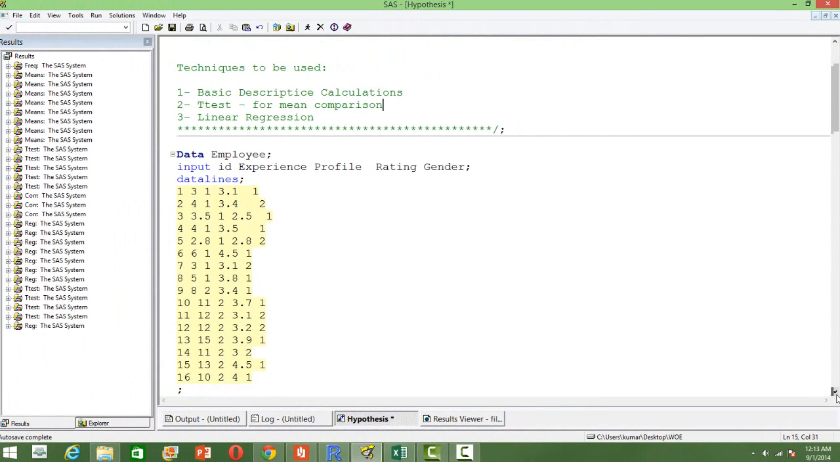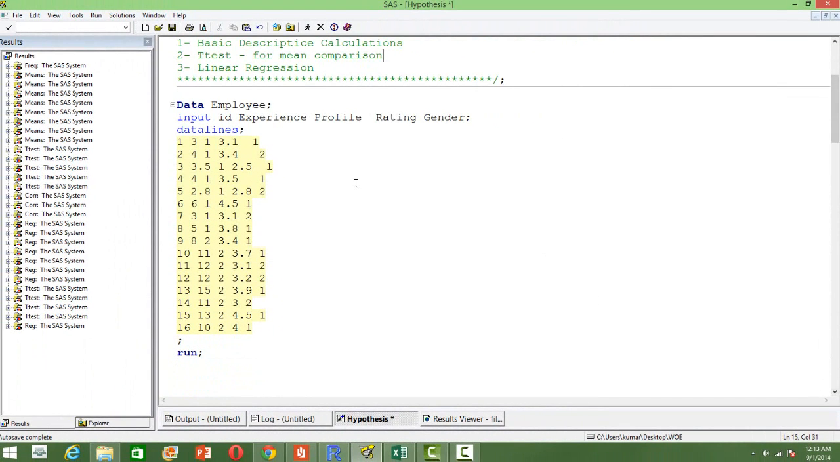So let us learn what the data looks like. The data has 5 variables. The name of the data is employee. I have the employee ID, the number of years of experience, job profile, the performance rating, and the gender. Gender 1 is women, gender 2 is male.